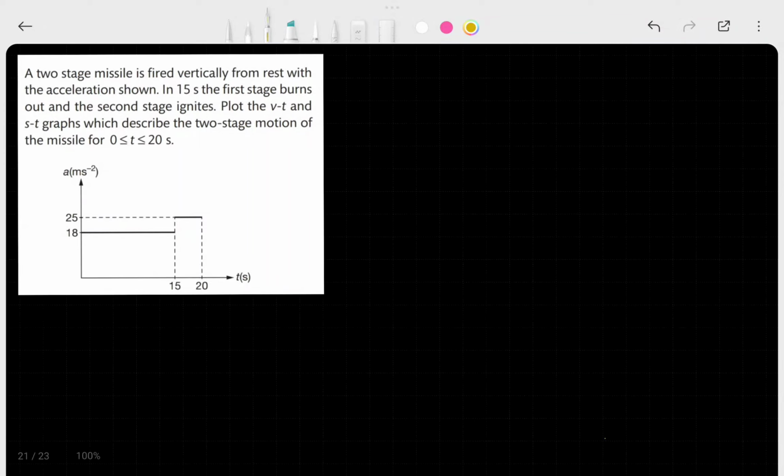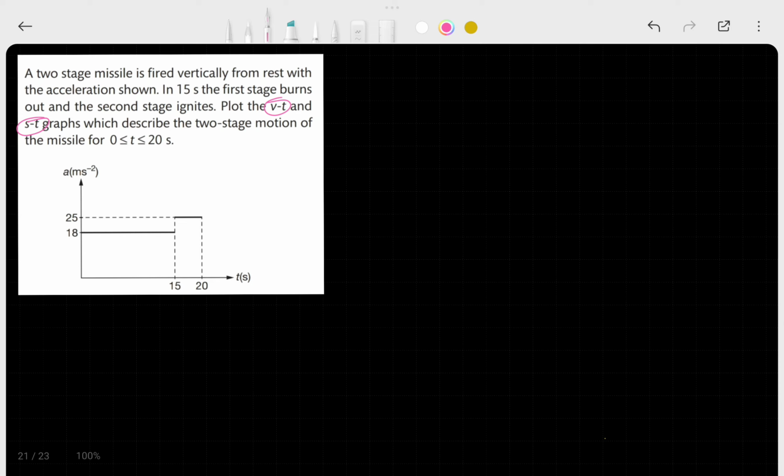So here I have a very good question from the topic kinematics, motion in a straight line, based on graphs. The question is: a two-stage missile is fired vertically from rest with the acceleration shown. In 15 seconds, the first stage burns out and the second stage ignites. Plot the VT and ST graphs which describe the two-stage motion of the missile for the time interval from 0 to 20 seconds.